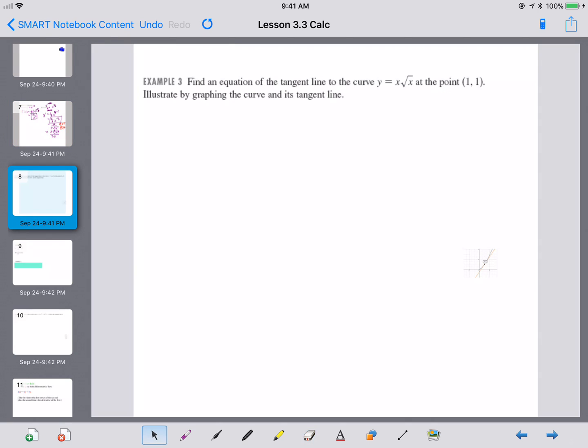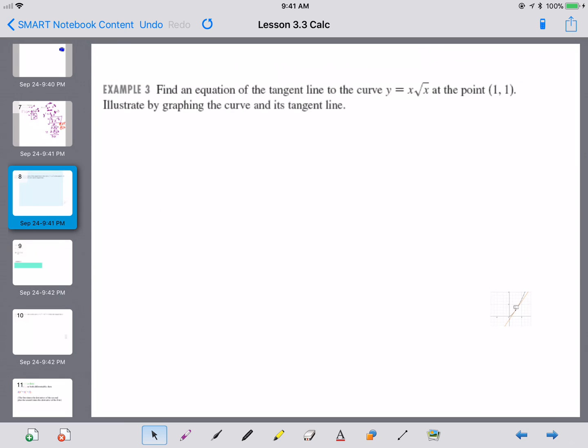Let's look at example 3. It says to find the equation of a tangent line to a curve y equals x square root of x at the point (1, 1). So remember, anytime they ask us to find an equation of a tangent line, we need to know the derivative of the equation so that we can find the slope of the tangent.